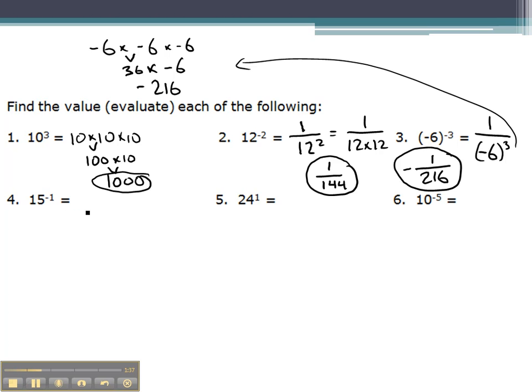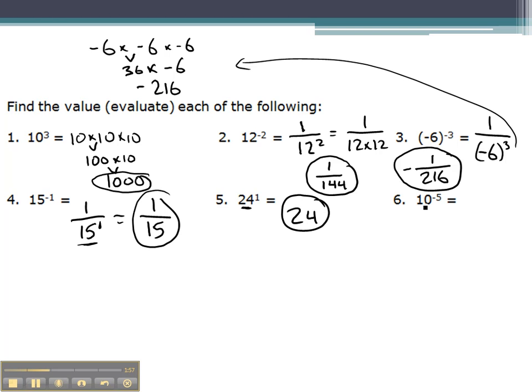15 to the negative 1 is equal to 1 over 15 to the positive 1. And any base number to the first power is just equal to the base itself, so that's 1/15. 24 to the first power, again, any base number to the first power is just equal to the base number itself, so that's 24.